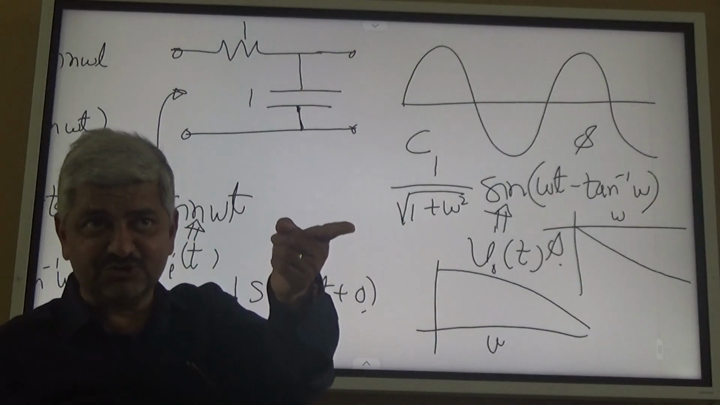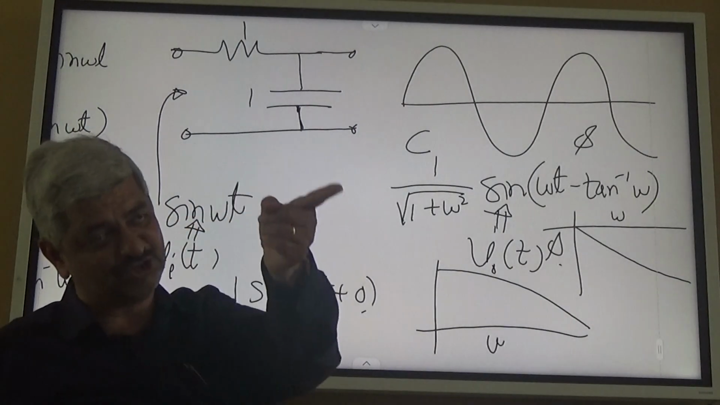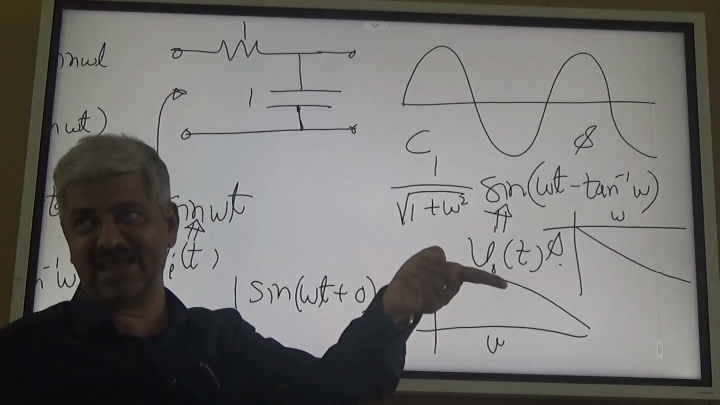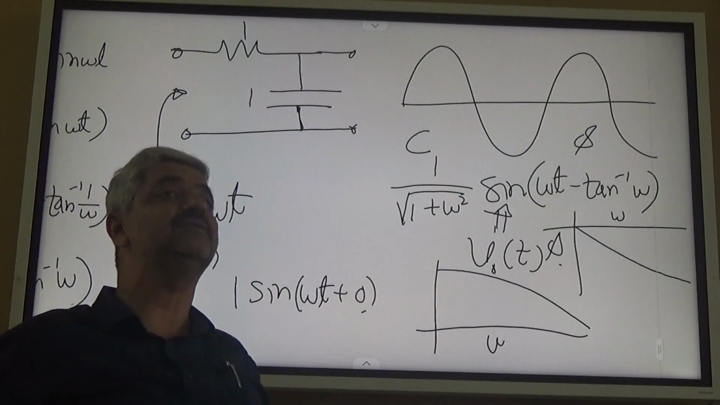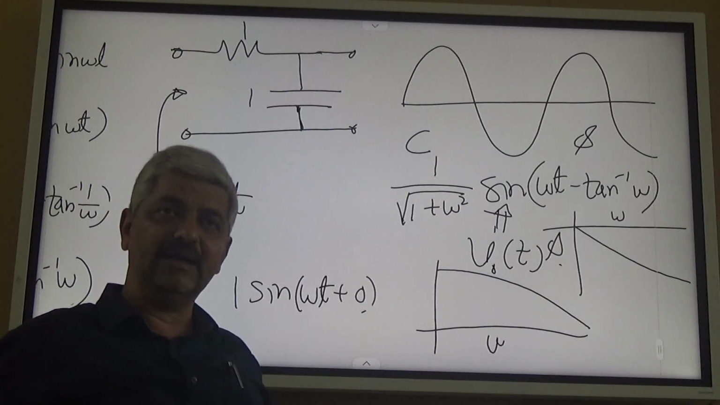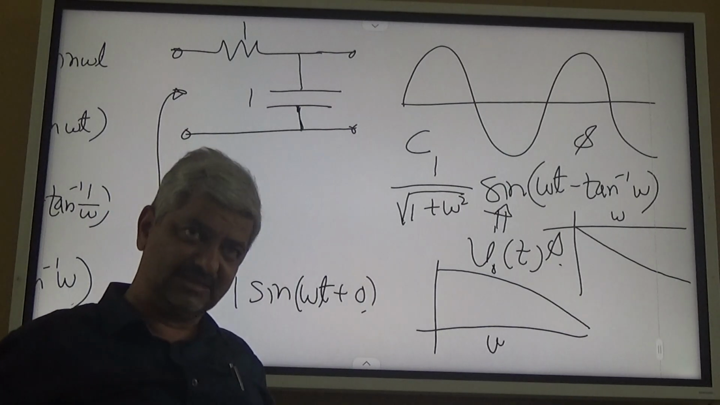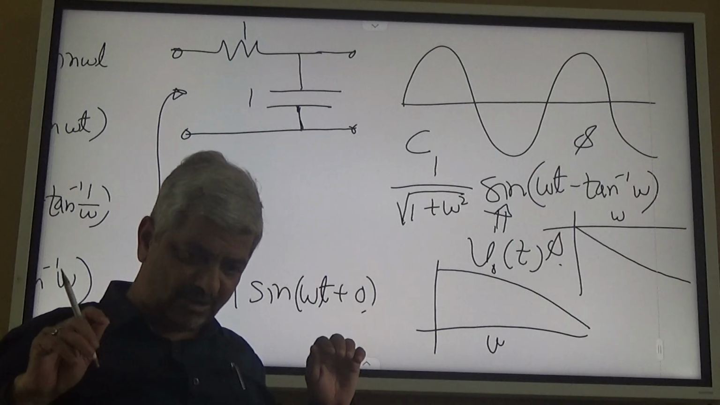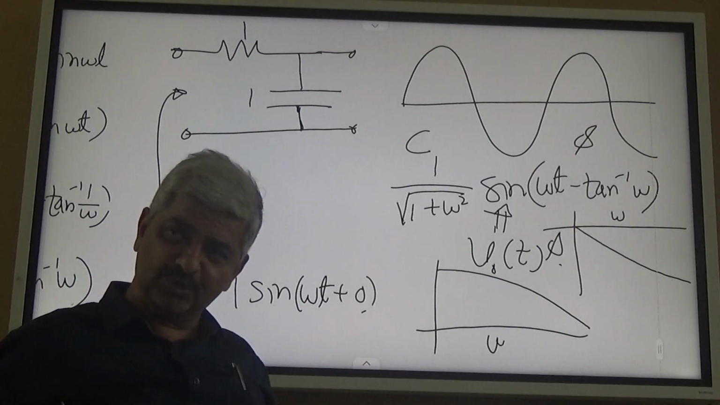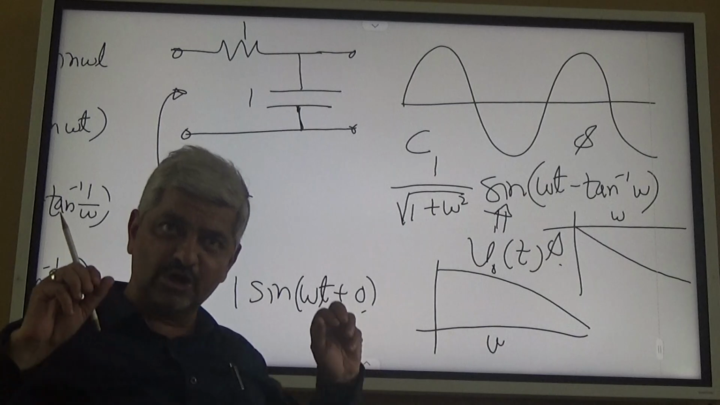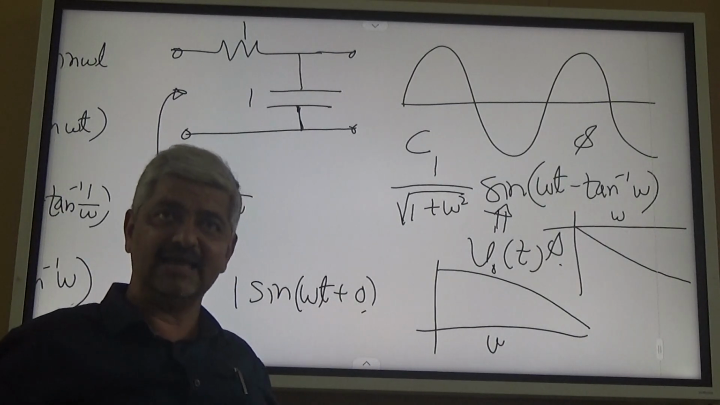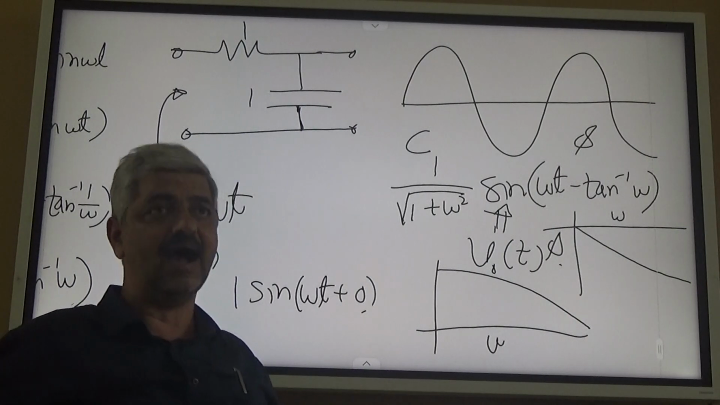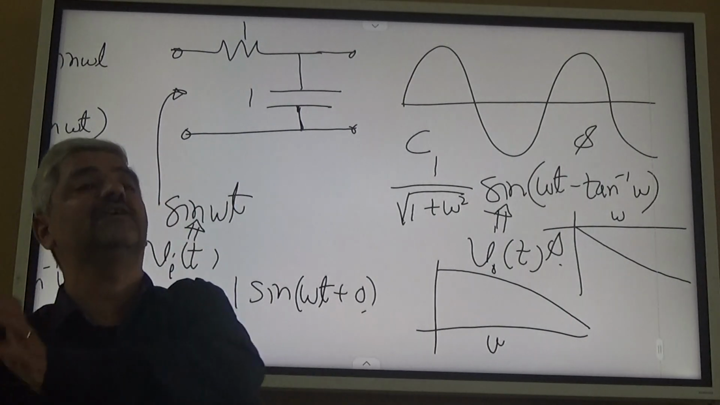In terms of omega, amplitude is a function of frequency and output phase is also a function of frequency. So it is a frequency dependent circuit. An RC circuit is a frequency dependent circuit. For a given sinusoid, it produces a sinusoid of the same frequency, of different amplitude and different phase, and amplitude and phase are functions of input frequency.